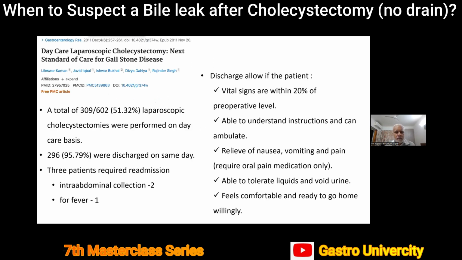This is another report from PGI Chandigarh, where the percentages are less. And they said that if you practice it as a daycare surgery, you have to be extra cautious. You have to give clear instructions to the patient. The patient has to understand them. The patient should be ready to come back if and when there is a problem. And you should have a system that if the patient comes back, the patient is attended to quickly.